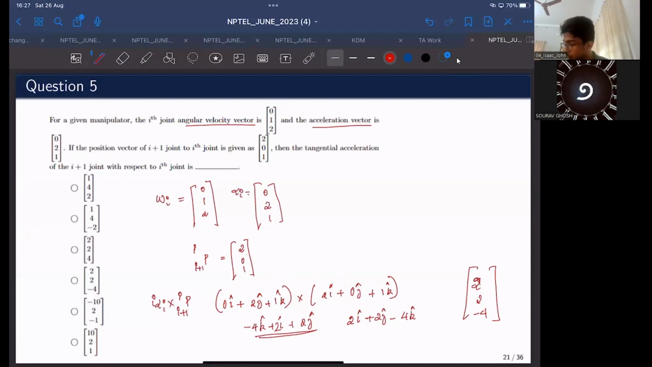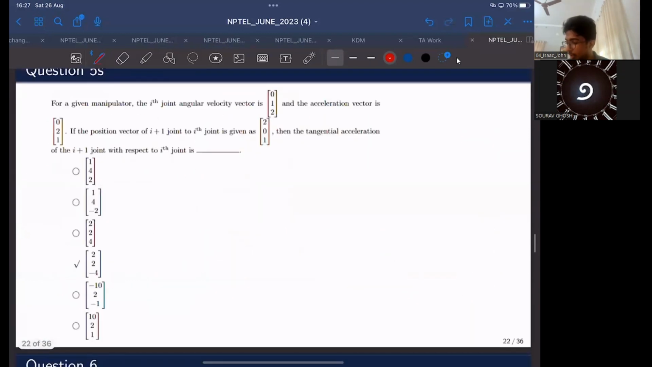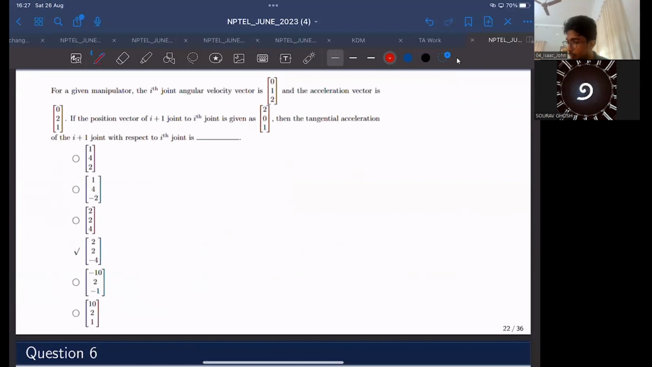Do we have that option? 2, 2, minus 4. Yes, we have this option. I hope this is clear. Let me know if this is not clear. Checking the option, the correct answer is indeed 2, 2, minus 4.